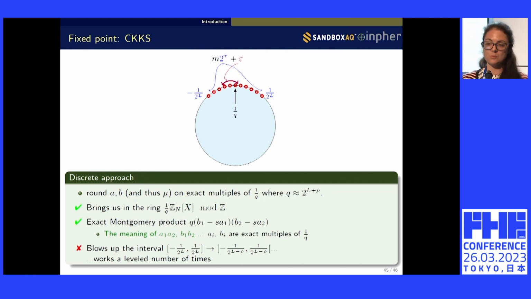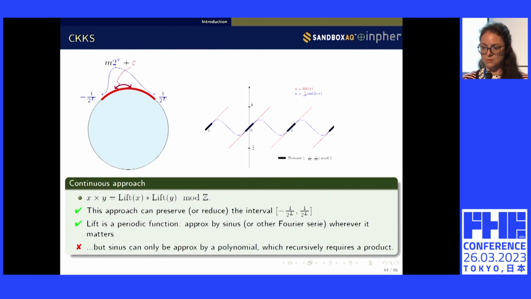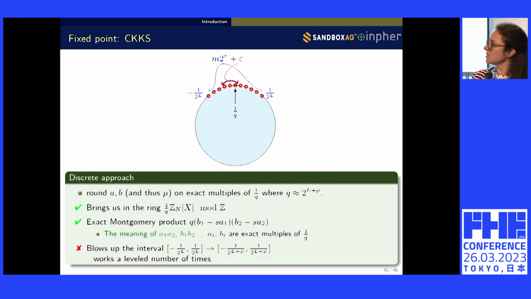But the good news is that we can combine the discrete and the continuous approach in a way where we need to evaluate the multiplication. We will start with the continuous one, and to evaluate the continuous one, we will use some discrete approach to evaluate the sinus, for example. And that's all from us. Thank you very much for the attention, and you are welcome for questions.